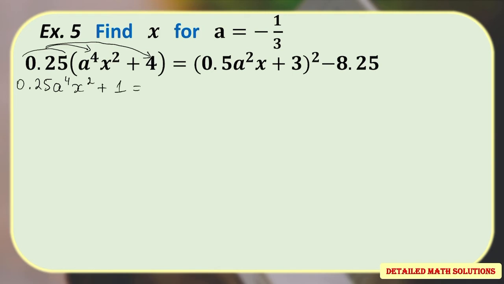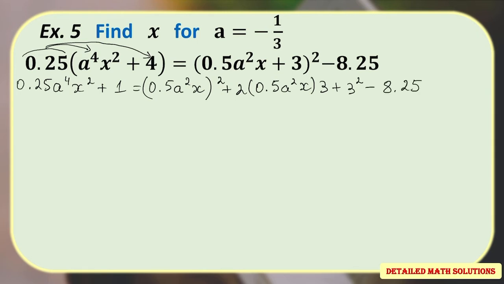Next, I need to apply the formula for binomial square to expand 0.5 a squared x plus 3 in parentheses squared. When I do that, this equals 0.5 a squared x in parentheses squared plus 2 times 0.5 a squared x multiplied by 3 plus 3 squared minus 8.25.